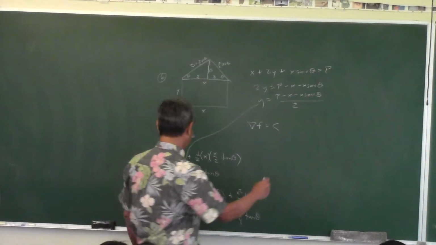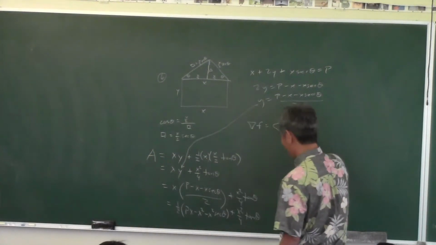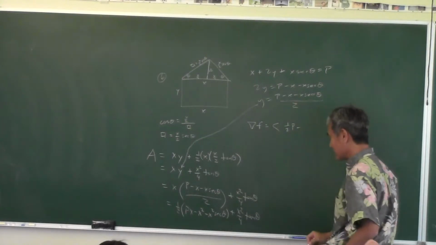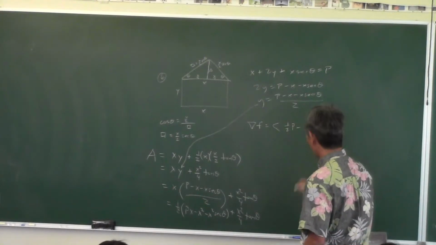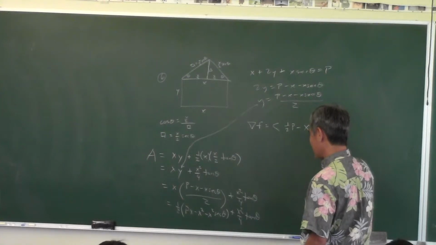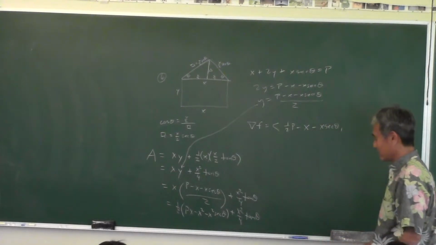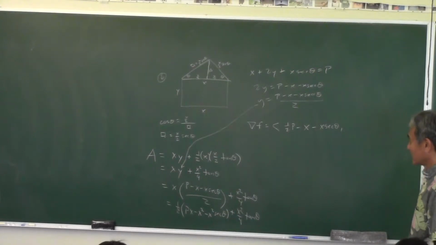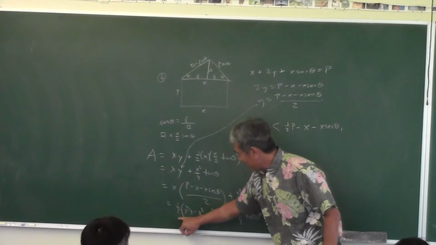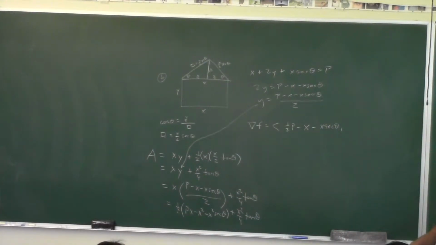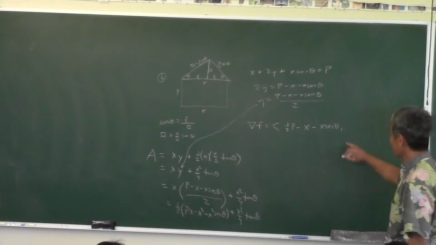Half. What do I put here? 1/2 p minus x, x minus x secant theta. Did I do that correctly? Wait, isn't p going to 0? No, p is a half. If you multiply it out, you're going to have 1/2 px. The derivative is p over 2, right? Okay.